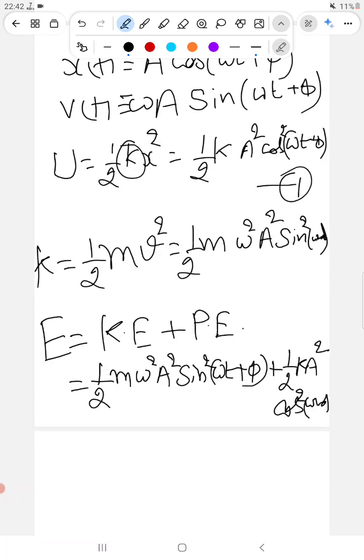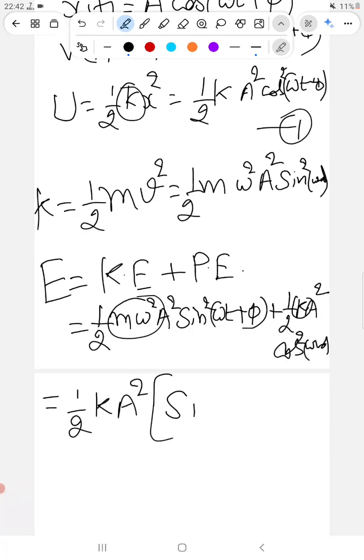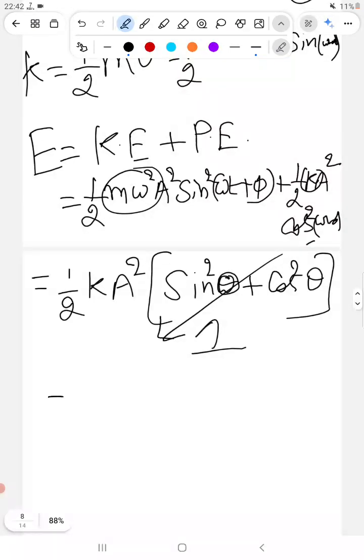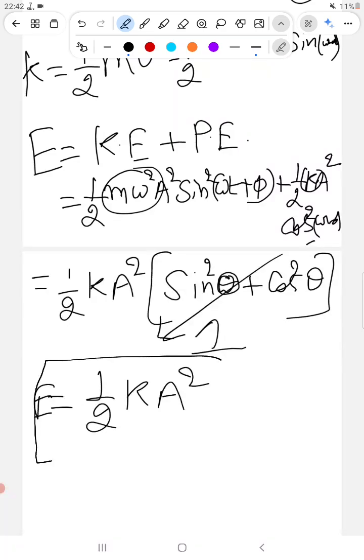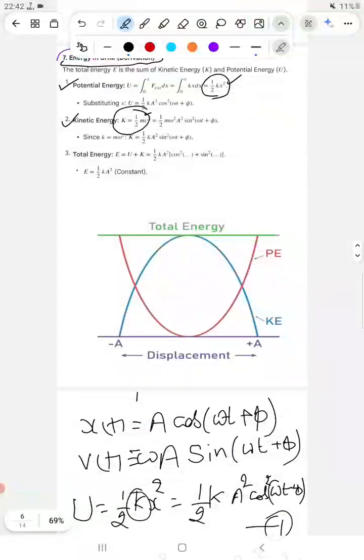We can put the values of k and m omega square because both are the same. So I can write half k A square common outside, and inside it will become sine square theta plus cos square theta, where I am assuming omega t plus phi is theta. It comes out to be 1 by the trigonometric identity, so the total energy comes out to be half k A square, which is constant because k is constant and A is the maximum displacement. So this shows that the total energy possessed by a body in SHM is constant.